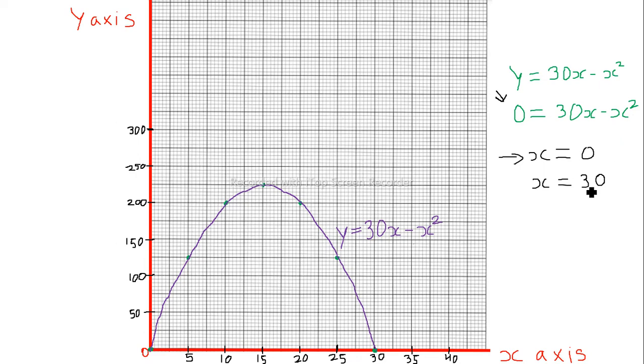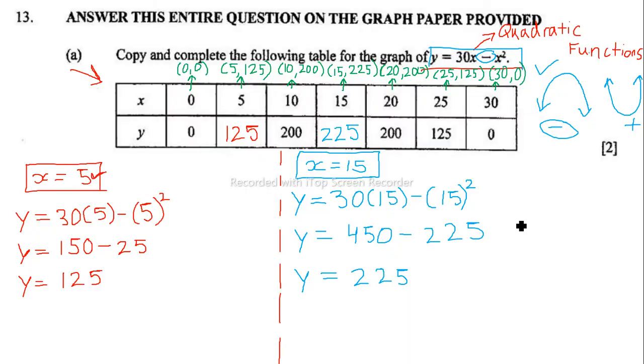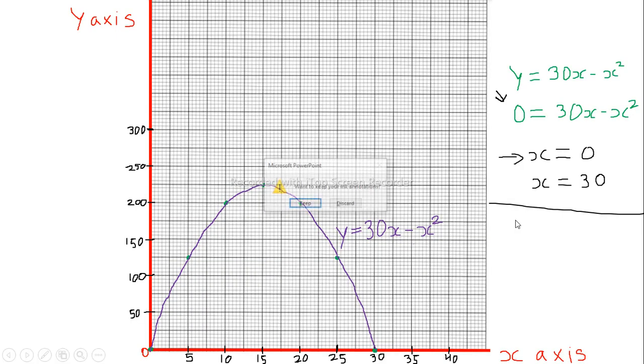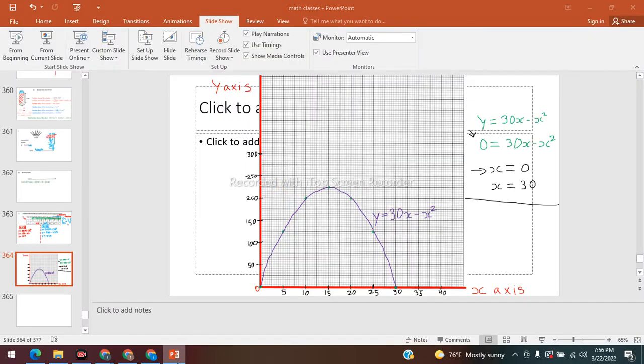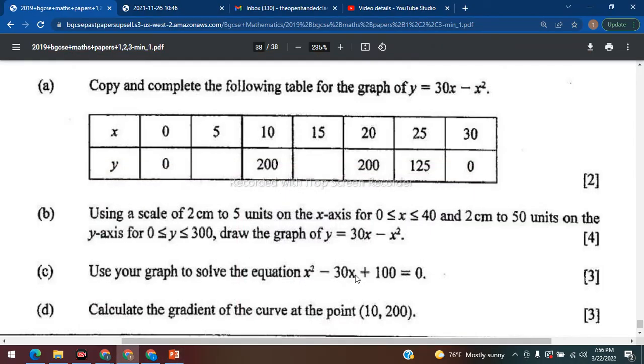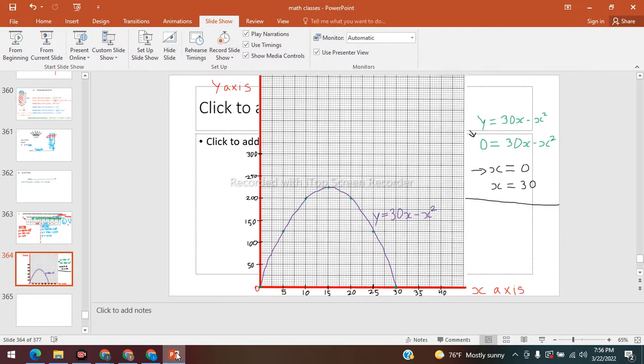Now, they give us another equation, which is x squared minus 30x plus 100. So what we basically have now is y equal to x squared minus 30x plus 100.